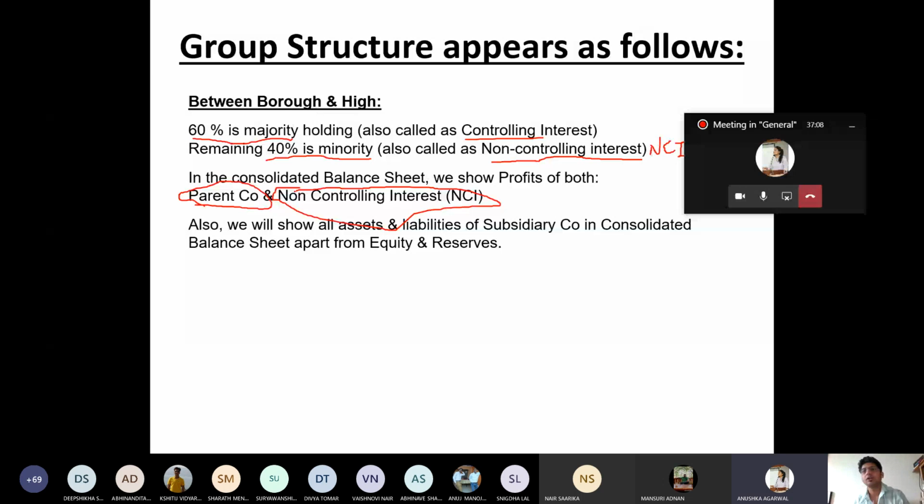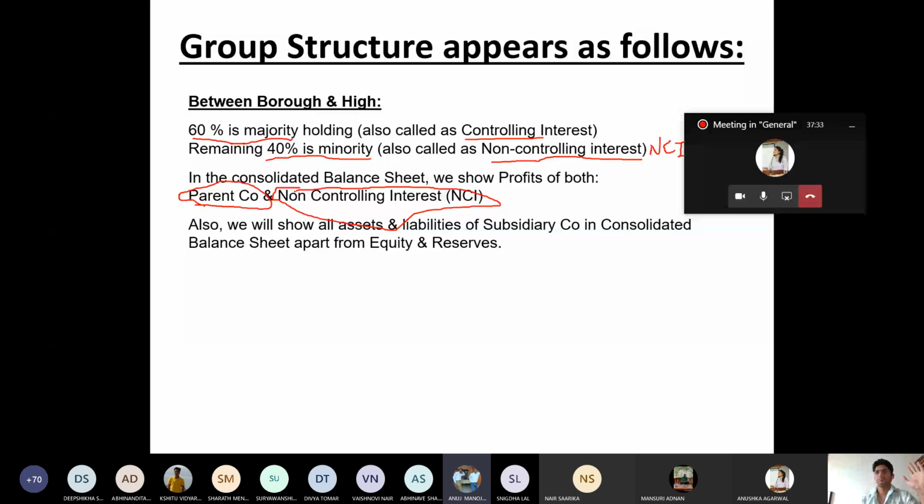Now when we combine both balance sheets, what will happen? My 60% will appear and your 40% will also appear. Correct, but since your 40% does not belong to my company, I show it as a liability. Okay, very clear now, sir. What is non-controlling interest?